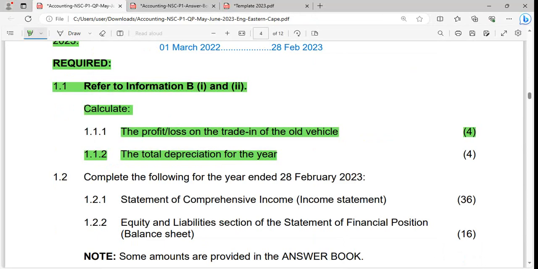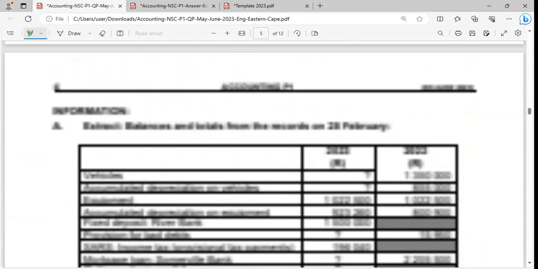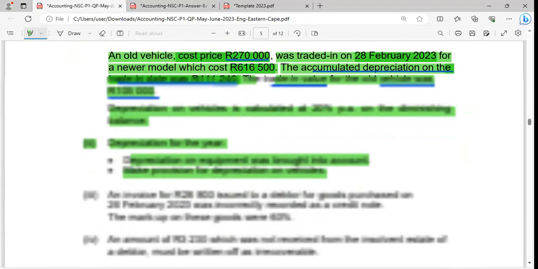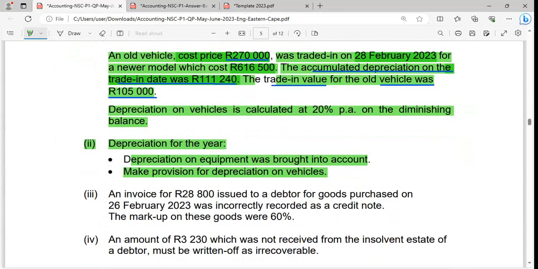So now let's go to our information. Part B. I want to show where I'm reading. This is part 2 of information B and financial fund. The first point here, we are told that depreciation on equipment was brought into account, meaning that depreciation on equipment has already been calculated for us.